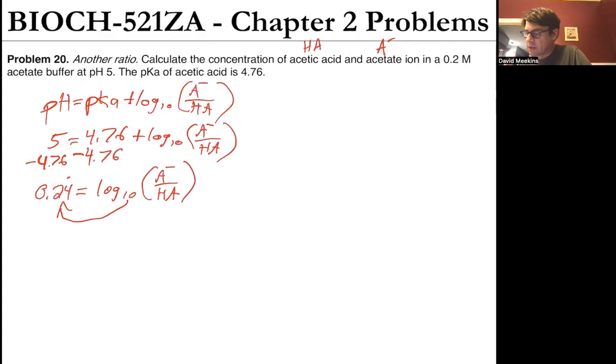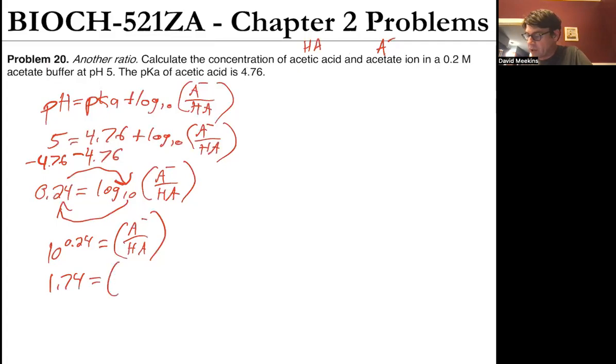And you find the anti-log right there. So that would be 10 to the 0.24 equals the ratio of acetate over acetic acid. And then if you just plug that in your calculator, 10 to the power of 0.24 is 1.74. So that's the ratio of acetate over acetic acid.